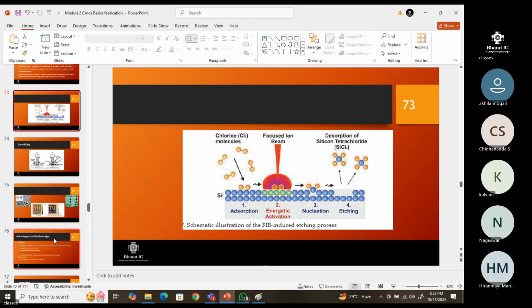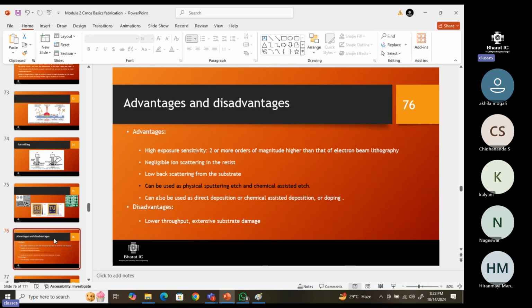These are a couple of the advantages of ion beam lithography, whereas the disadvantages are lower throughput and extensive substrate damage.